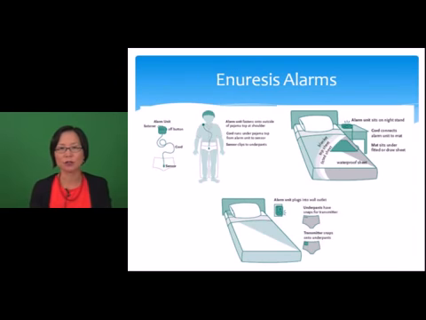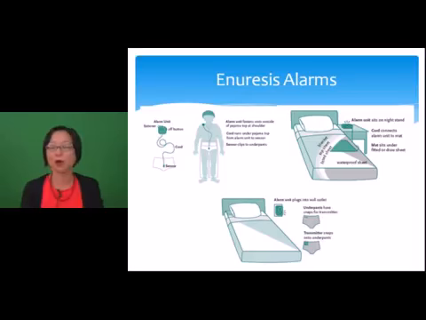There are different types of alarms. They all have sensors in the underpants themselves that sense when there is wetness. Some of them have the alarm unit that's clipped to the child's shirt. Some have a wireless remote and the alarm goes off in another area. So you could even have the alarms where the parents are sleeping so that they can be woken as well.